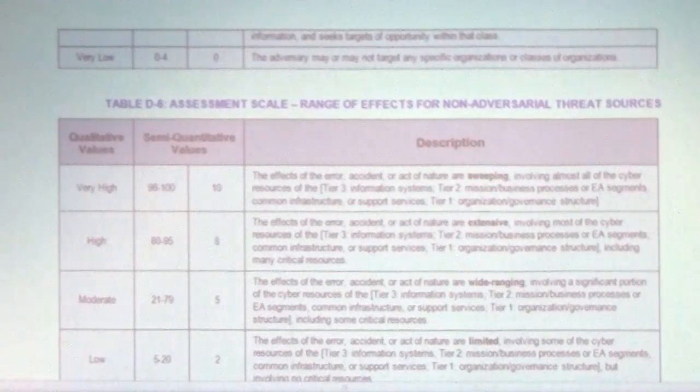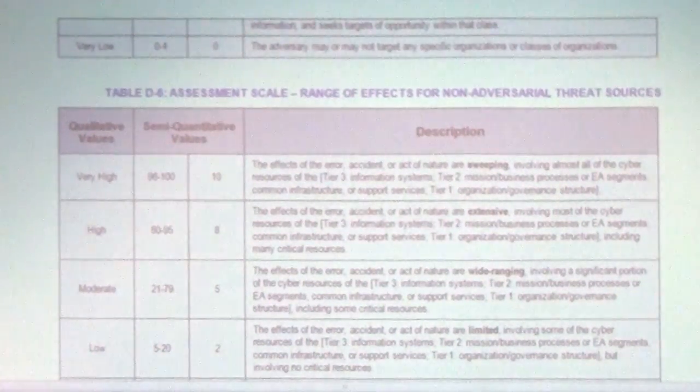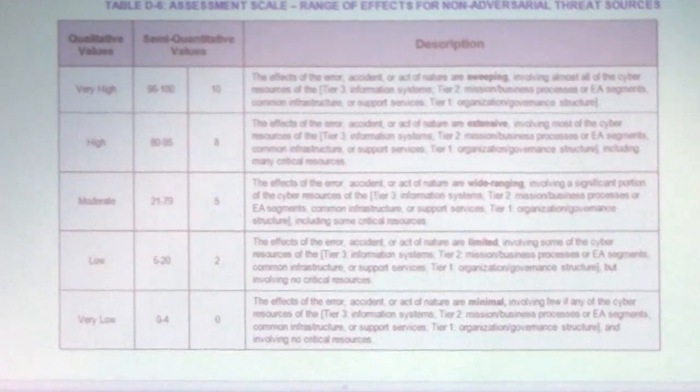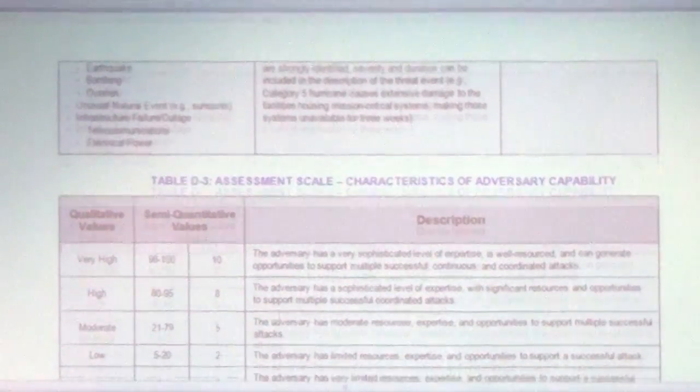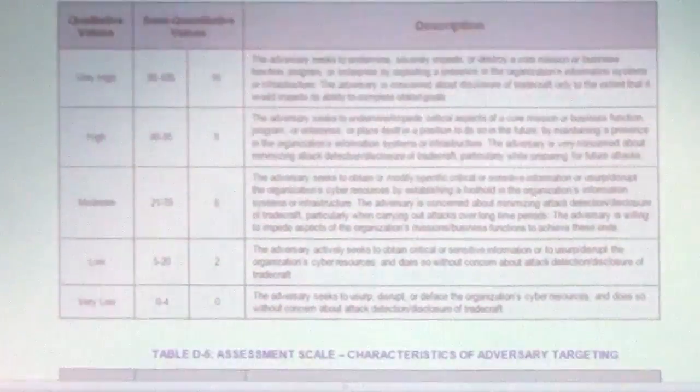And then for your non-adversarial threat, we have the range of effects. Are we using numbers? We're using the middle semi-quantitative scale. So go ahead and try to fill those out, the capabilities, intent, and targeting for your adversarial threats, and then your range of effects for your non-adversarial threat. Go ahead and enter all of that into table D7.